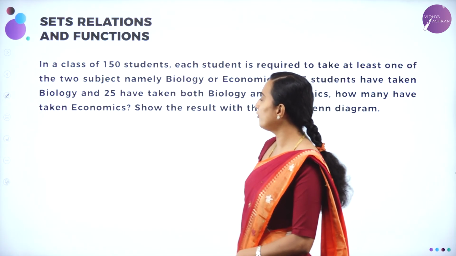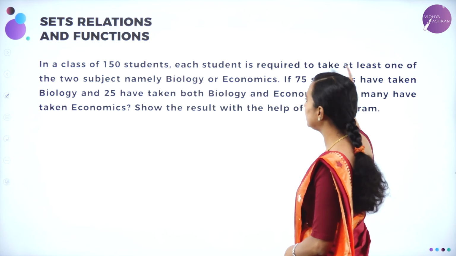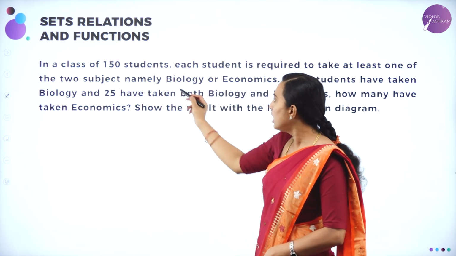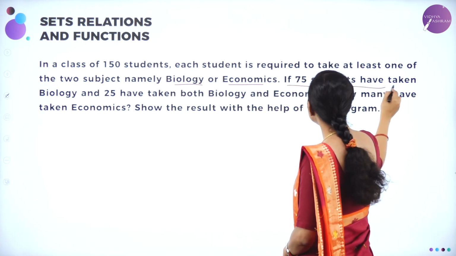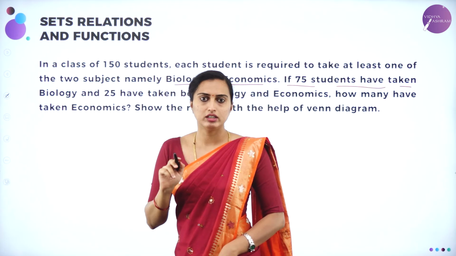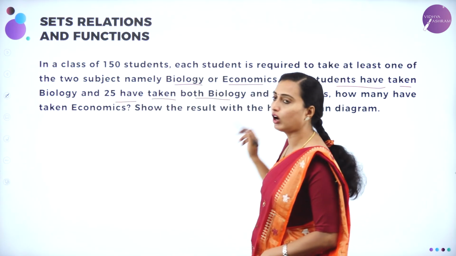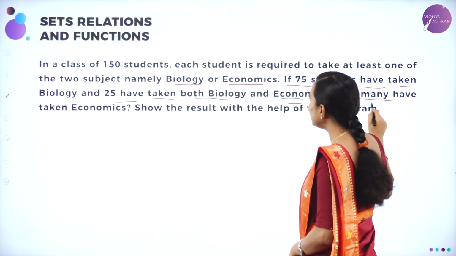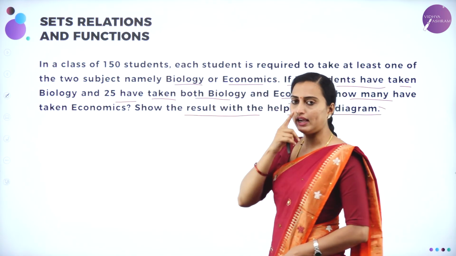In a class of 150 students, each student is required to take at least one of the two subjects. What are the two subjects? Namely, biology or economics. If 75 students have taken biology, N of B, 25 have taken both biology and economics, N of B intersection E, how many have taken economics? Show the result with the help of Venn diagrams.